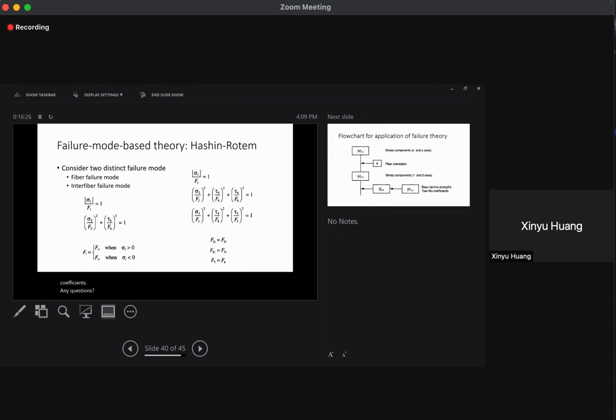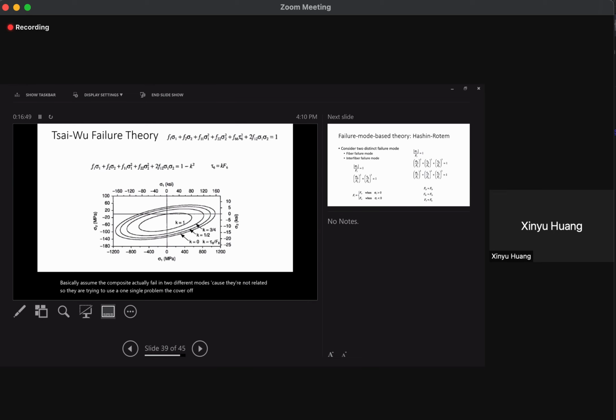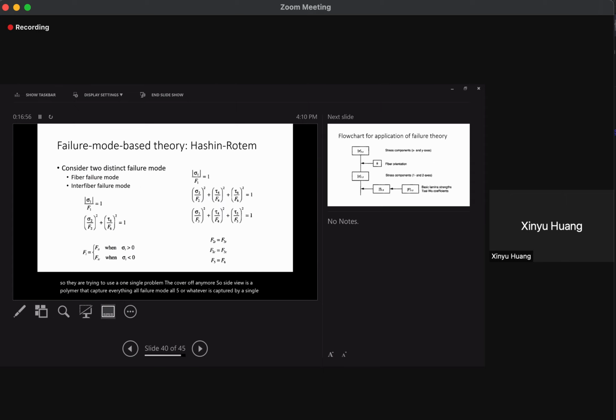All right. These are newer failure theories, the latest failure theory that people invented. Basically, it assumes the composites fail in two different modes. They're not related, so they're not trying to use one single polynomial to capture all failure modes. Tsai-Wu is a polynomial that captures everything, all failure modes, all 5 or whatever, in a single polynomial. And this theory says you don't need to do that. You just assume that there will be two modes, and they're distinct.